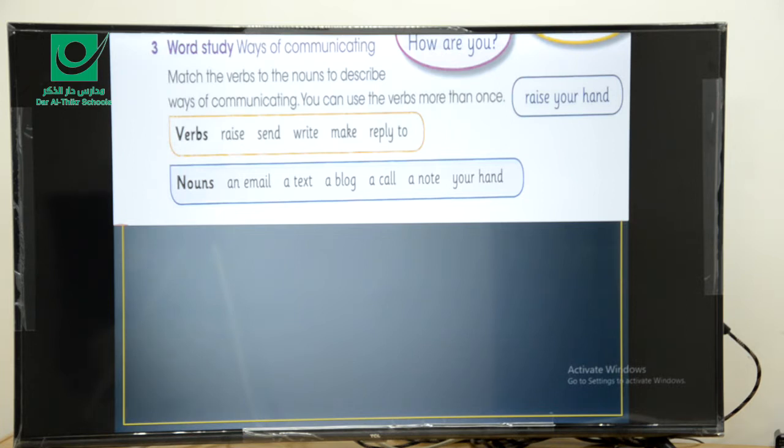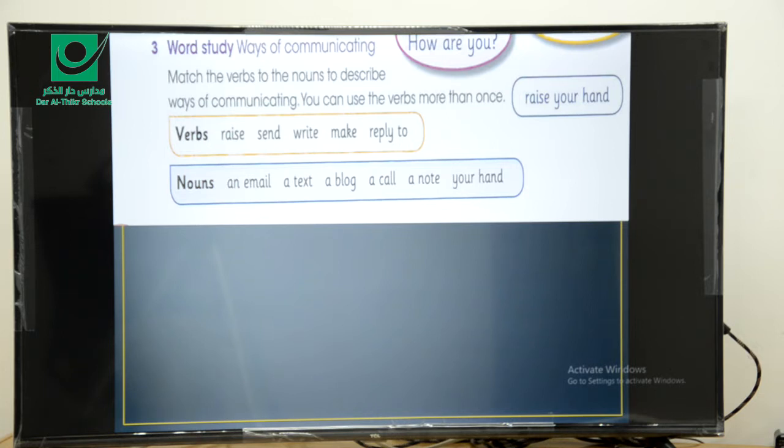Now we are going to learn ways of communicating. We have a set of verbs and a set of nouns. Match the verbs to the nouns to describe ways of communicating. Of course, you can use the verb more than once. Now, I have verbs like raise, send, write, make, reply to. And the nouns, an email, a text, a blog, a call, a note, your hand.